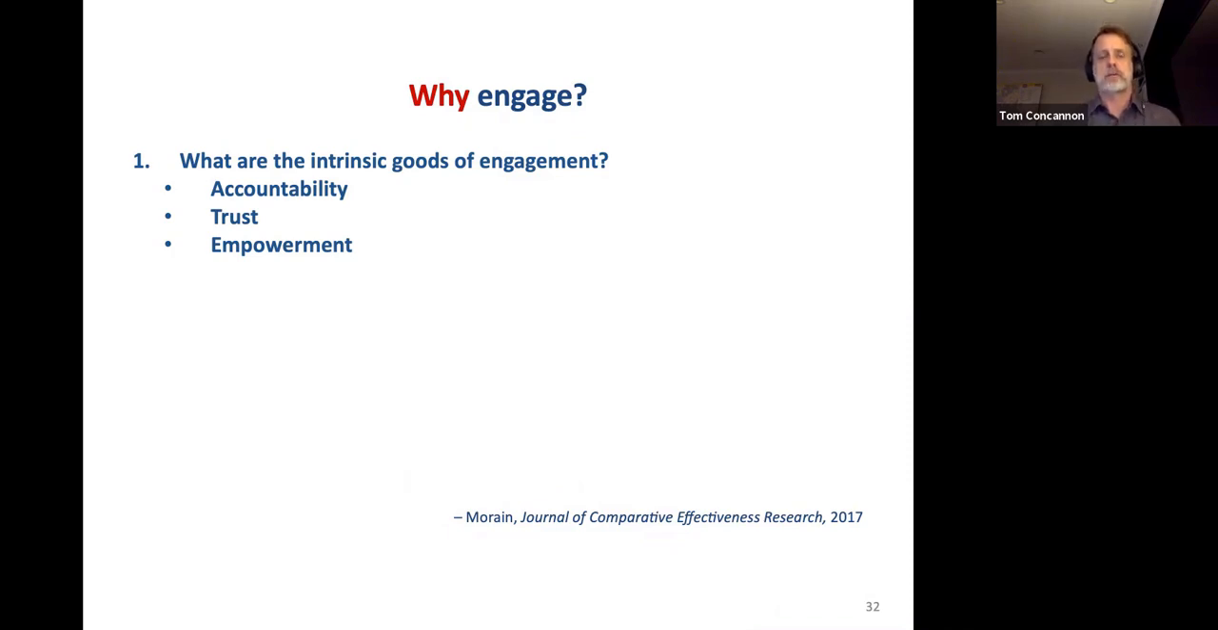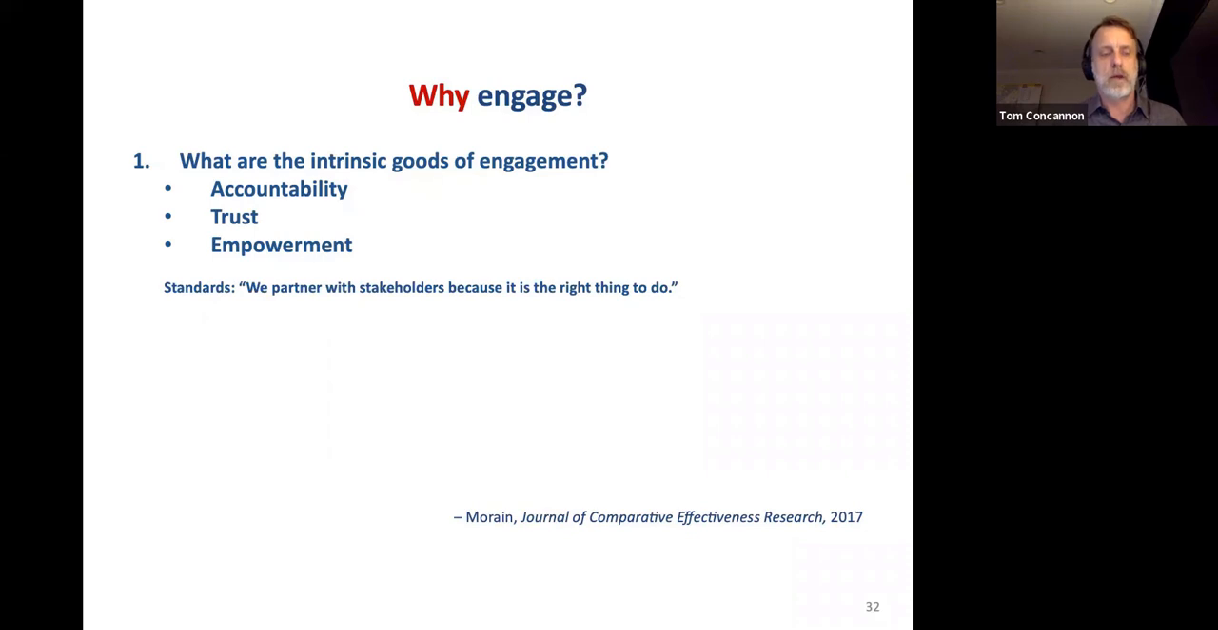I break down the reasons for engagement into 2 large buckets. First, the intrinsic goods that we get out of engagement. And goods that are intrinsic to engagement work are the kinds of things that go to the relationships between researchers and stakeholders. By engaging, it's just intrinsically an outcome that we build accountability for the research, or we build trust in the relationship, or we empower the stakeholder community. It's just an intrinsic outcome of relationship building.